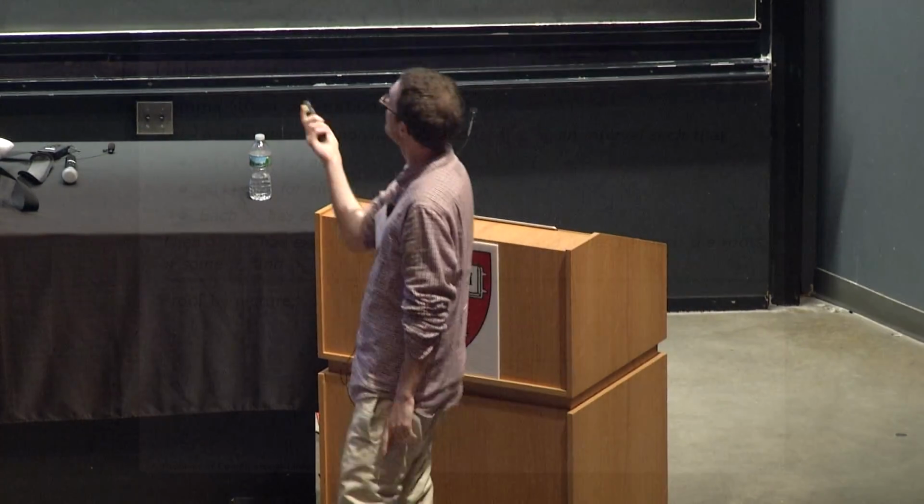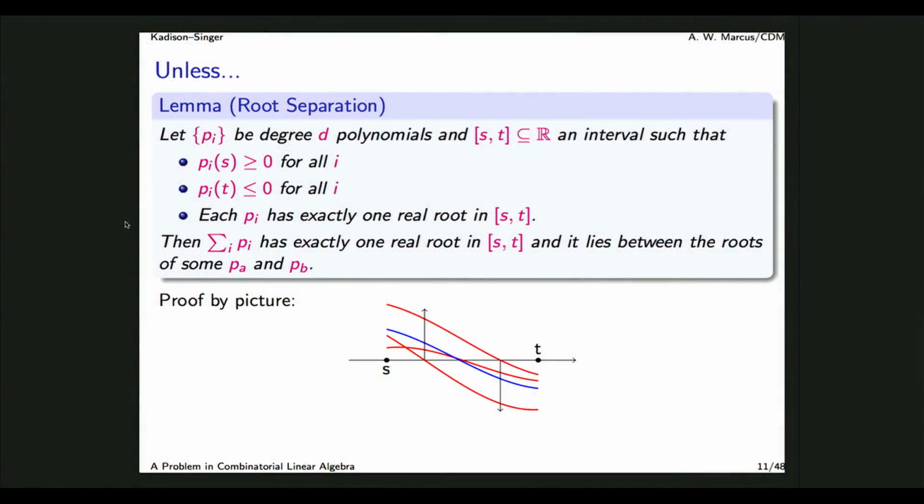The proof is maybe a more mathematical picture, but you can see that since all of them are greater than or equal to 0 at s, that means the sum is greater than or equal to 0 at s. Since they're all less than or equal to 0 at t, that means the sum is less than or equal to 0 at t. And so in particular, the sum has to be 0 somewhere. Then if you look at the point where it is 0, it's going to be the sum of something that has to be greater than or equal to 0 and something else which is less than or equal to 0, and those will be the two polynomials that have roots on either side of it.